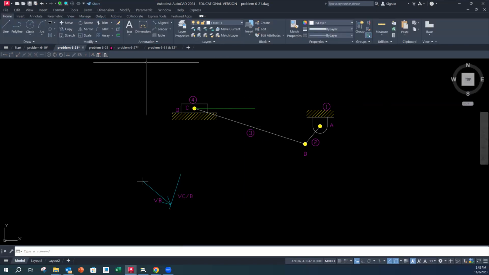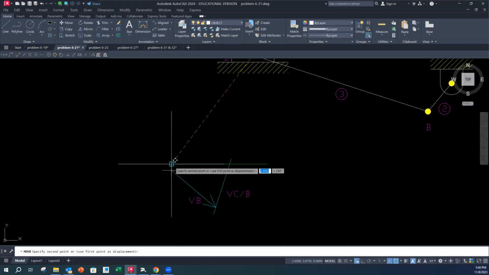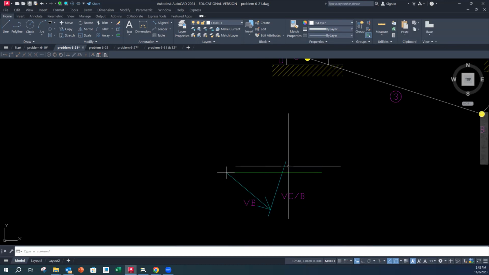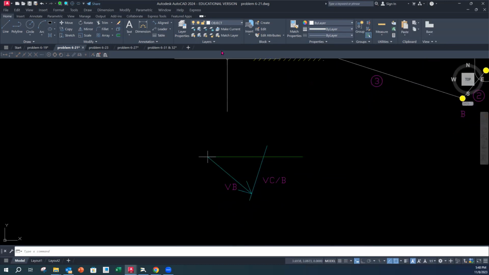Okay. And now I'm going to move my velocity of C. I've got to get to the endpoint though. And that's going to be at the origin here. And oh, look at that. I have an intersection, which is exactly what I want, right? So now what I can do is trim away the excess here.